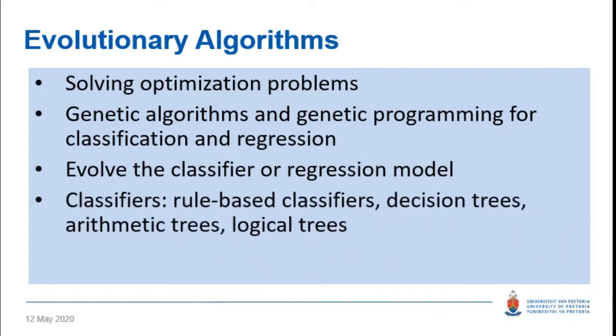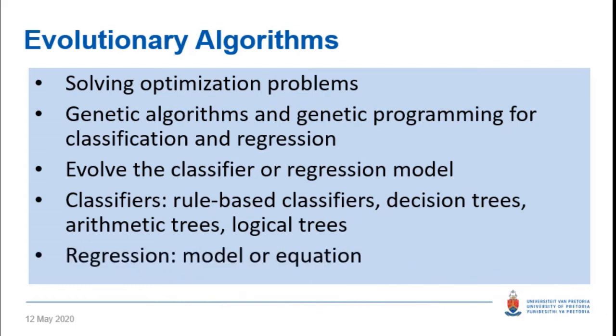Common examples of classifiers produced by evolutionary algorithms include your standard rule-based classifiers, decision trees, arithmetic trees, and logical trees. When it comes to regression, genetic programming has been proven to be very good for both classifiers and regression. It will produce a model or an equation for you that will specify the relationship between the independent variables and the dependent variables.